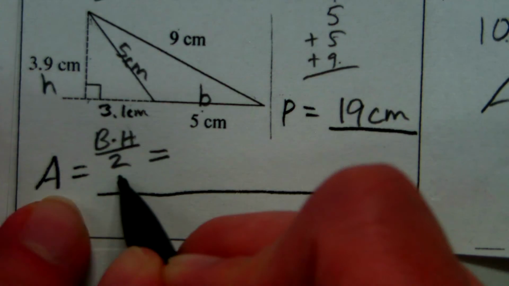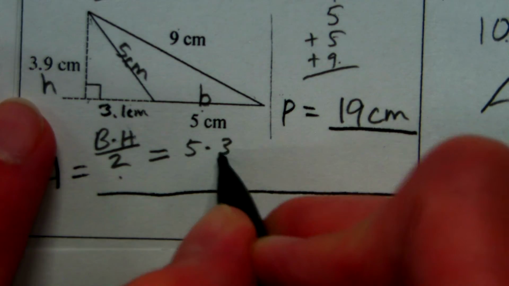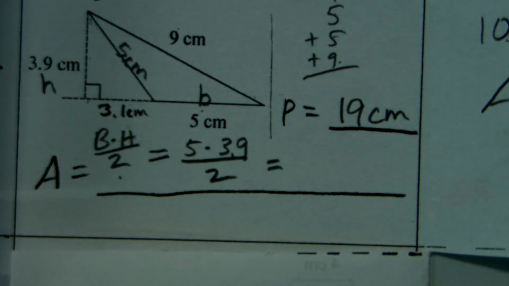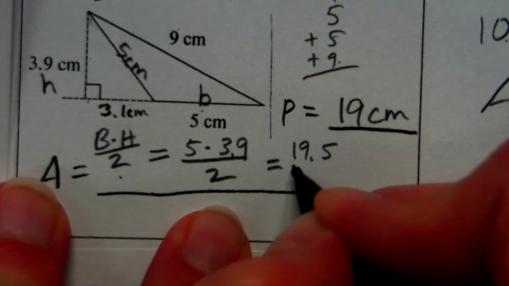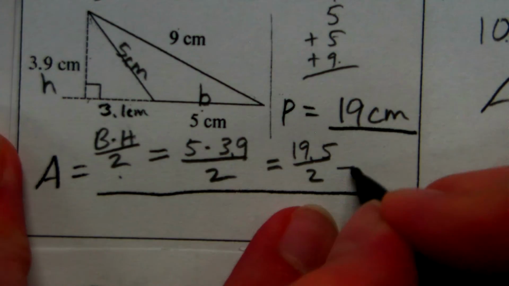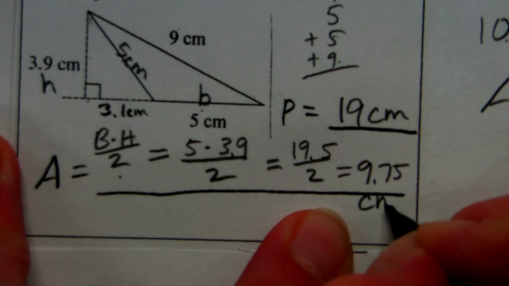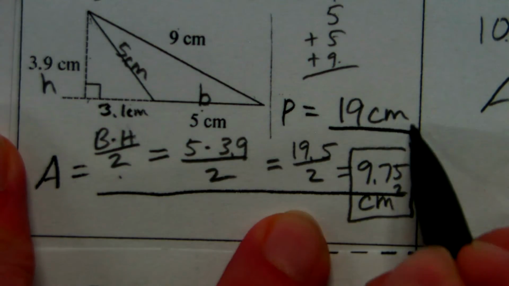So when we do that, we're going to take the base, which is 5, times the height, which is 3.9, and divide by 2. Let's use our calculators to make this a little faster. 5 times 3.9 comes out to 19.5. Then I have to divide that by 2, and we get 9.75. I'm just going to keep the decimal for right now. So 9.75, and that would be centimeters squared. I'll box that since I have a lot on that line.